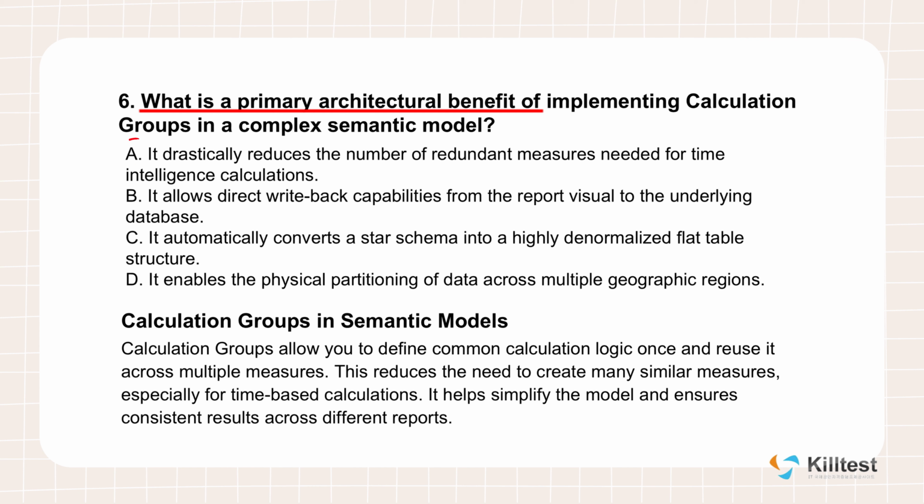It drastically reduces the number of redundant measures needed for time intelligence calculations. Because without them, you'd be writing a million measures. Literally. Think about it. Without calculation groups, if you want year-to-date, month-to-date, and year-over-year calculations for revenue, profit, and costs, you have to write 9 separate DAX measures. Which is an absolute nightmare to maintain.